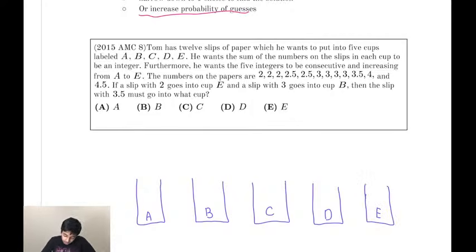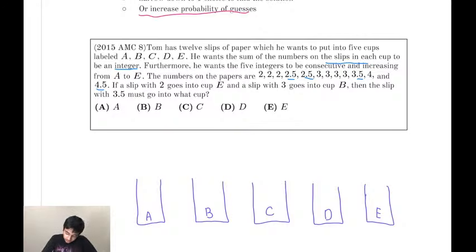Okay, and we want to put the numbers into the cups. The sum of the numbers on the slips in each cup has to be an integer. So we don't want any fractional parts. We have these decimals, right? We don't want them to be any fractional parts. And furthermore, he wants the 5 integers to be consecutive and increasing from A to E.